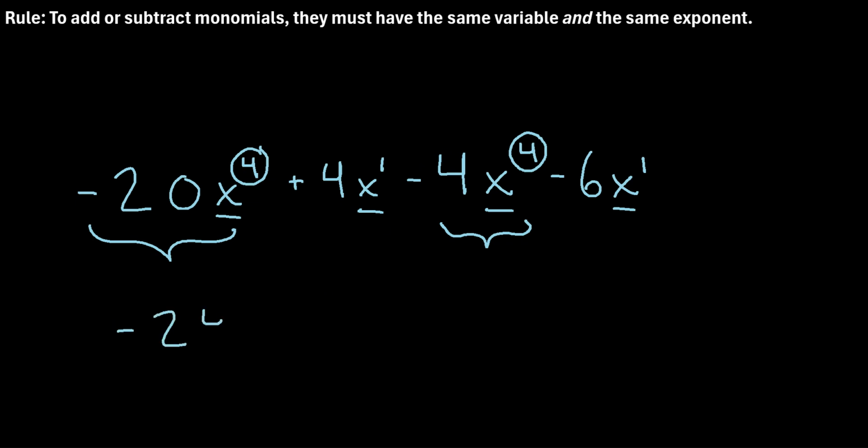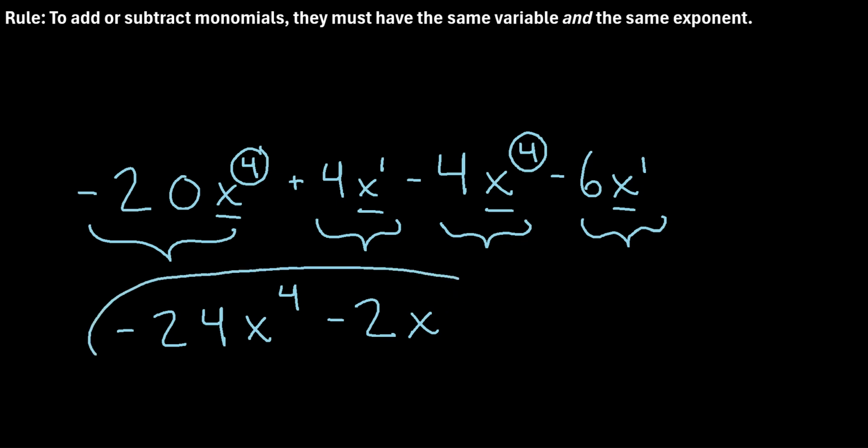So we can write negative 24x to the fourth, and then we can combine these two terms, since they also have the same variable and the same exponent. So we have 4 minus 6, that's negative 2, or minus 2. And then remember we have x to the first, and we don't have to include that 1 if we don't want to. So this is our final answer.